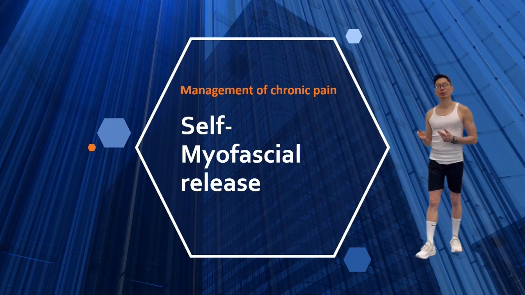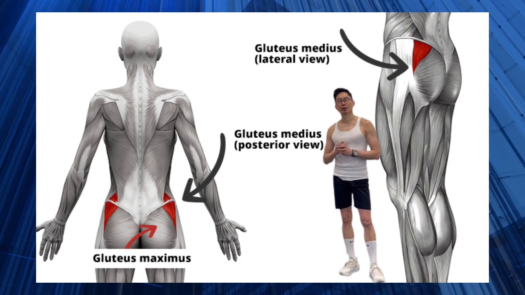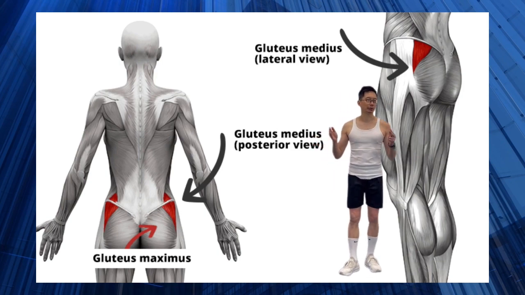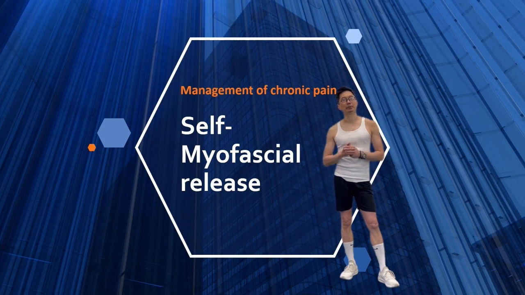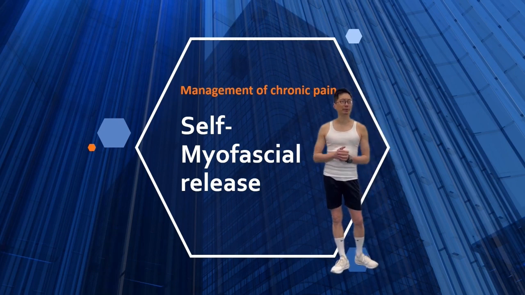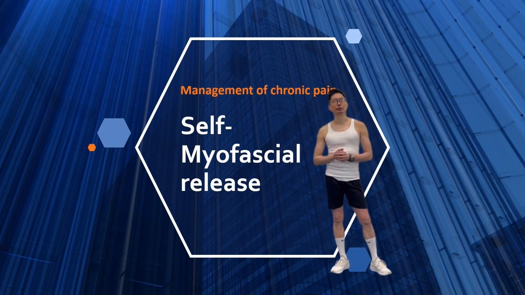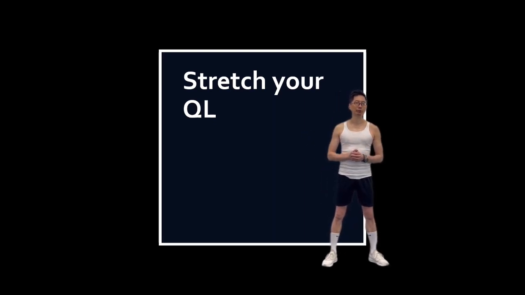Now to make things more complicated, the QL and the glute medius are functional synergies, and it is unusual to find trigger points in the QL in isolation without satellite trigger points being developed elsewhere, such as the glute medius too. So unless you address the glute medius at the same time, the efforts in dealing with your QL trigger points may be fruitless.